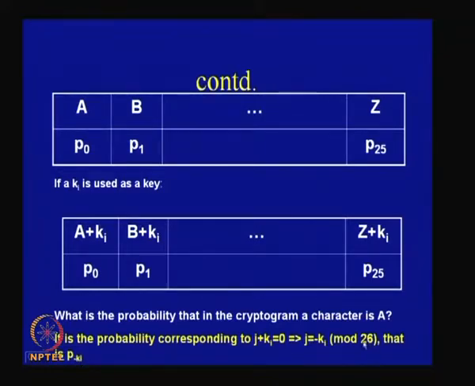So that is Pj, which is P of minus Ki. That is the corresponding probability. What I am saying is that if I ask you what is the probability that in the cryptogram a character is A, then it is not actually A, it is A plus Ki. So among all these alphabets, you have to find out which one corresponds to 0. Suppose J plus Ki corresponds to 0, then the corresponding probability here will be Pj, and this Pj is nothing but P of minus Ki.